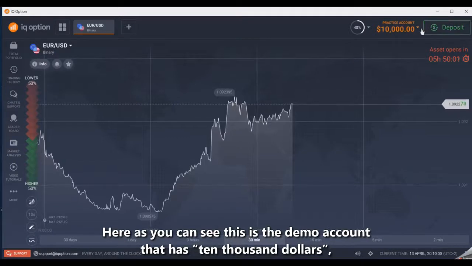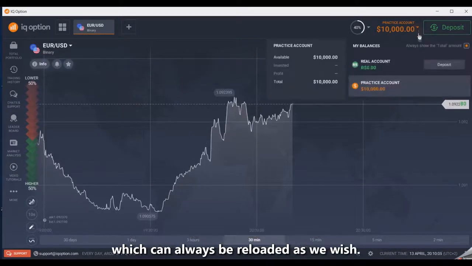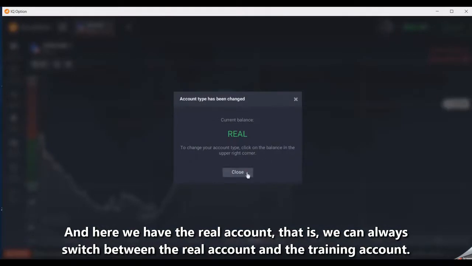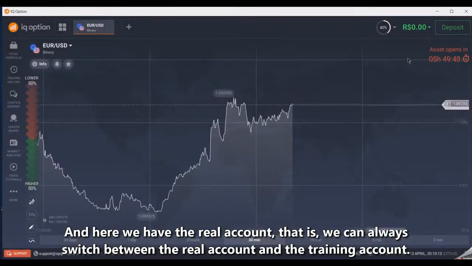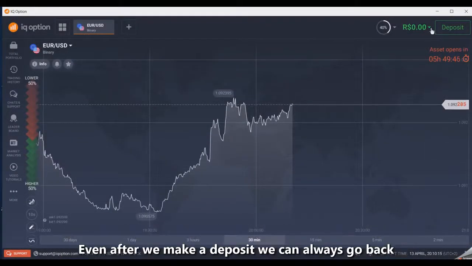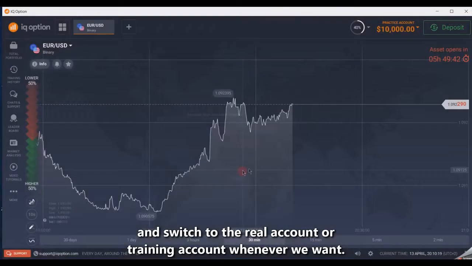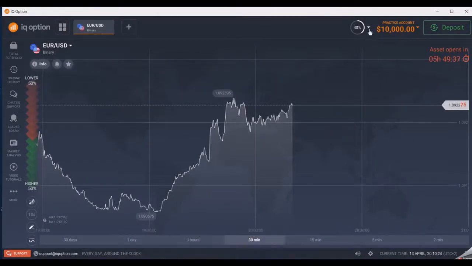Here, as you can see, this is a demo account that has $10,000, which can always be reloaded as we wish. And here we have the real account, that is, we can always switch between the real account and the training account. Even after we make a deposit, we can always go back and switch to the real account or the training account whenever we want.